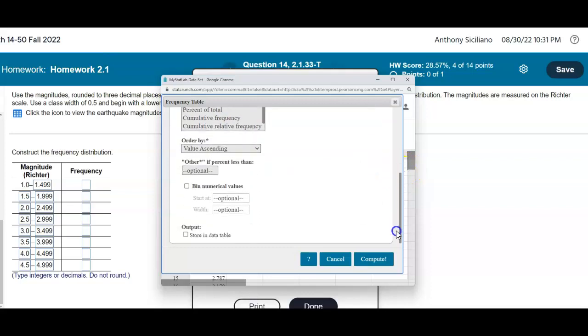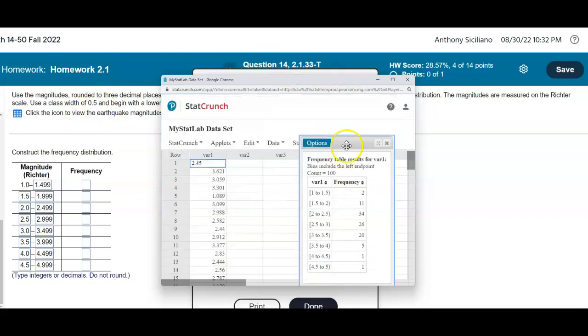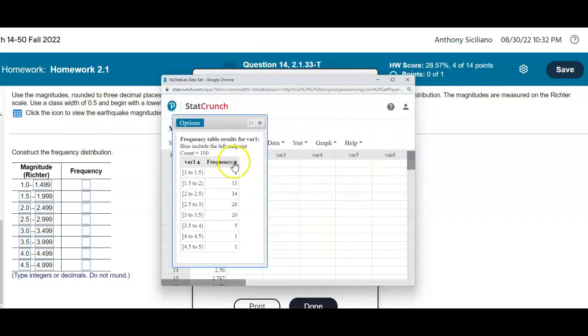Now we're going to scroll down to where it says Bin Numerical Values. We're going to put where we're starting, which is 1.0, and then what is the class width? Well, the class width is 0.5. Now let's go ahead and select Compute. Now we have our frequency distribution.